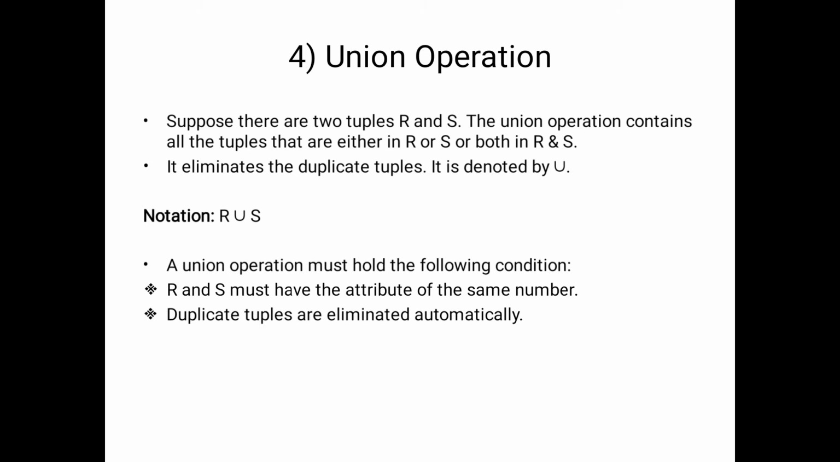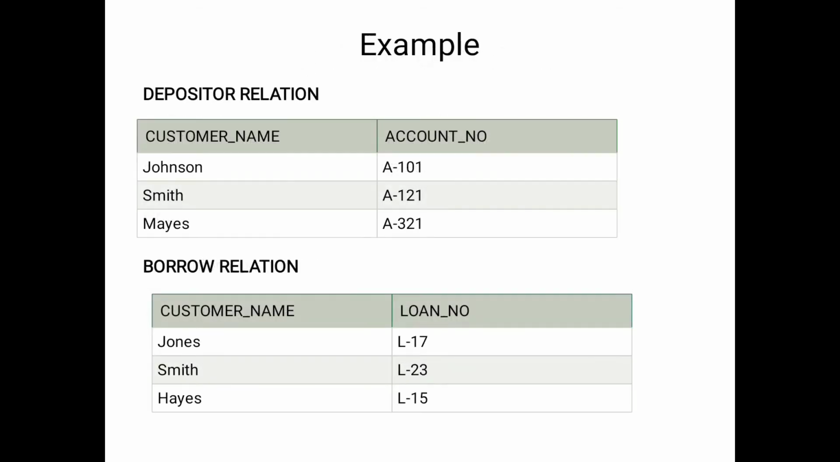Here we will remember some conditions. R and S must have the same number of attributes. In the examples, we will consider that R and S have the same number of attributes. Also, duplicate tuples are eliminated automatically. Please observe with the example.